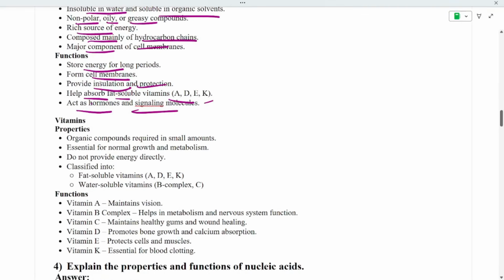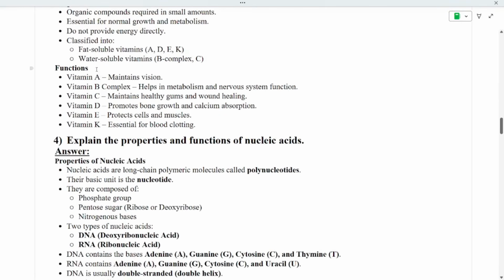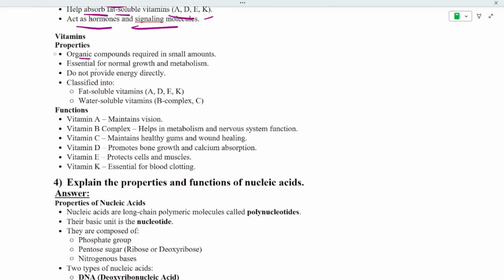You can go through this as it is a bit theory. I am just explaining what it contains. Okay. Next is vitamins. Vitamins are organic compounds required in small amounts for normal growth and metabolism, and they do not provide energy directly. They are classified as fat soluble and water soluble. Vitamins A, D, E, K are examples of fat soluble, and B complex and C are examples of water soluble.